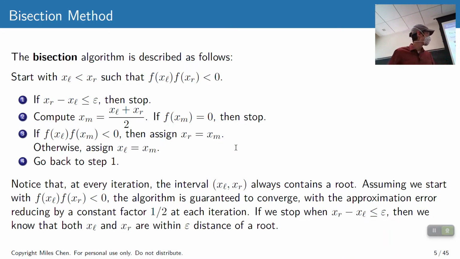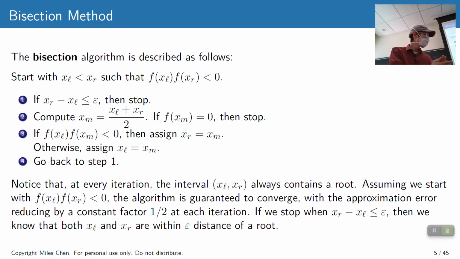Okay, so it's very simple. Start with some left-hand side and some right-hand side. The x on the left has to be less than x on the right, and the function on the left-hand side and the function on the right-hand side have to have opposite signs. And if the difference between the left-hand side and the right-hand side is less than whatever tolerance level you specified, so let's say 10 to the negative 7 or whatever, then we'll call it a day.